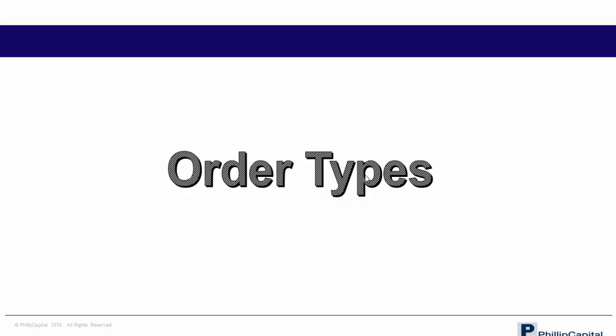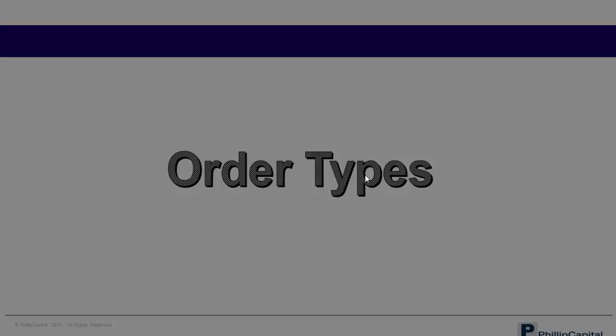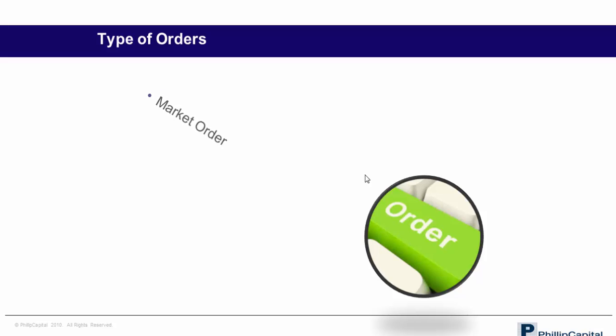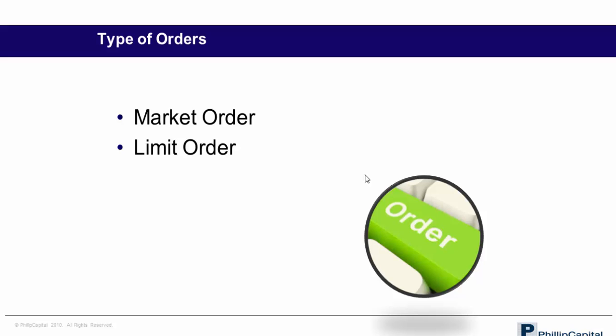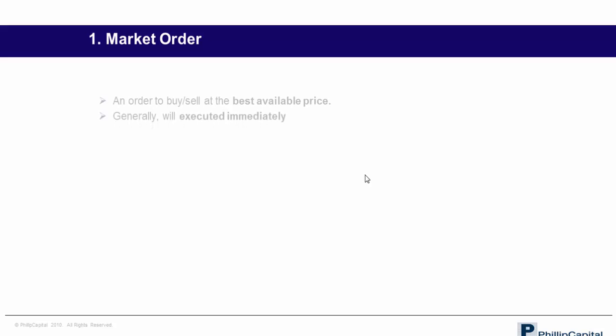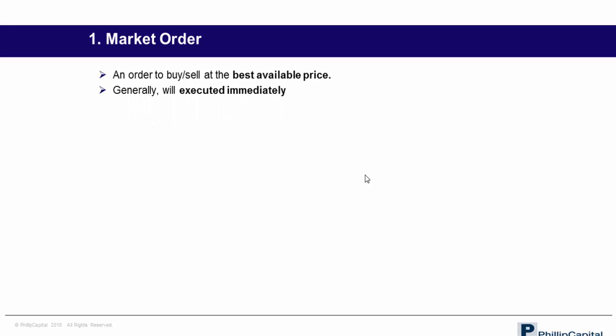In this session, we are going to talk about order types. There are three main types of order to take note of. First being the market order, followed by limit order and the stop order. A market order is an order to buy or sell at the best available price. Generally, this order will be executed immediately.